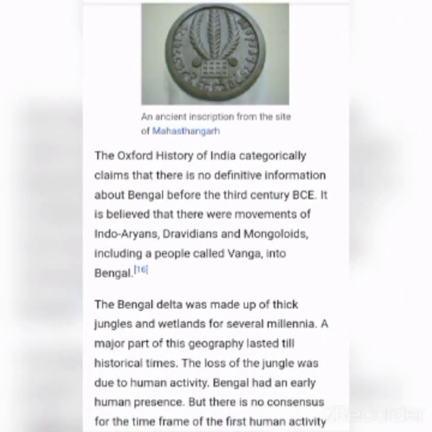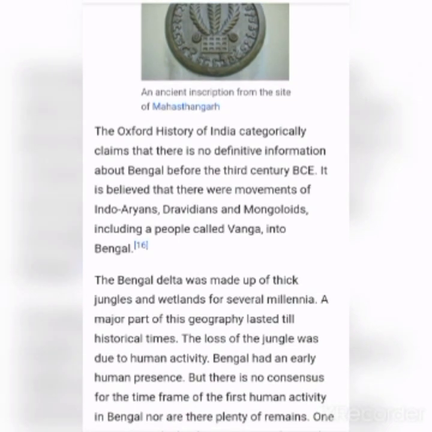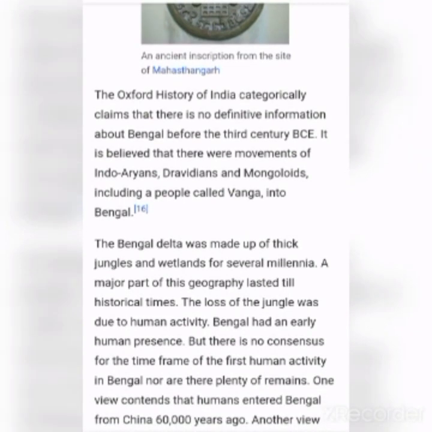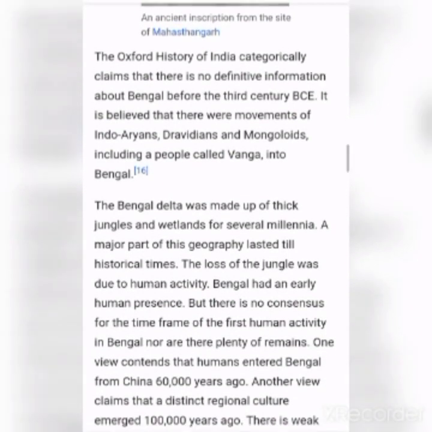The Oxford History of India categorically claims that there is no definitive information about Bengal before the 3rd century BCE. It is believed that there were movements of Indo-Aryans, Dravidians and Mongoloids, including a people called Banga, into Bengal.